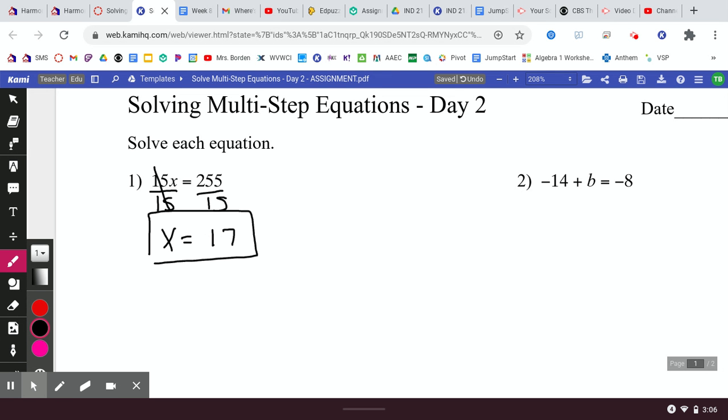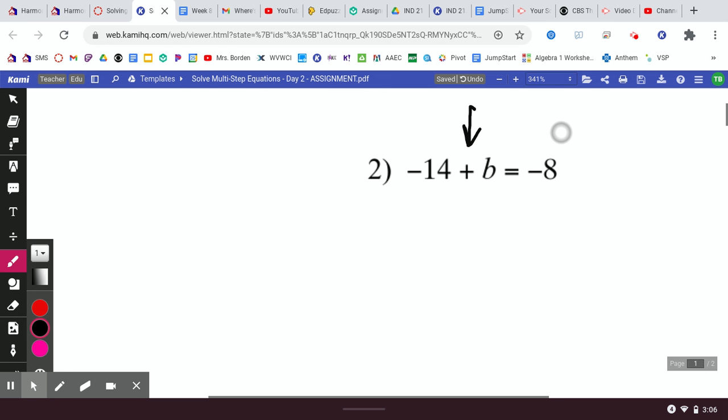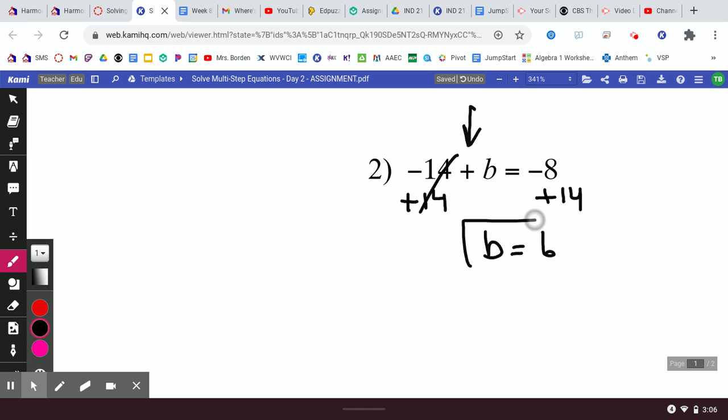All right, so on our second one, we want to get b by itself, and there is a negative 14 over there attached with addition, subtraction. So if it's attached to the b with addition and subtraction, that means we break it loose with addition and subtraction. Since it's a negative 14, I'm going to put a plus 14 and a plus 14. Do the same thing on each side of the equation, and b equals 6.